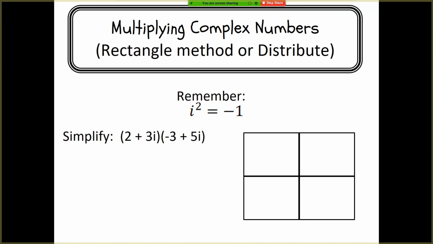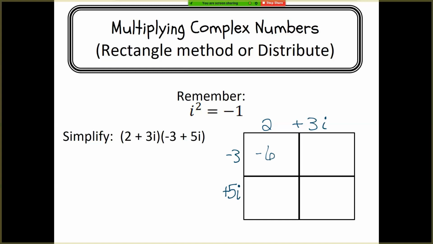So we're going to multiply 2 plus 3i times -3 plus 5i. So if we're using the rectangle method, we write one of our factors across the top or bottom, and then one across the side. And then we're multiplying corresponding numbers. So if I'm starting in this box right here, I'm looking up and I'm looking to the left to figure out what 2 numbers I'm multiplying together. So in this case, I'm going to take 2 times -3. So for the top left box on mine, 2 times -3 is -6.